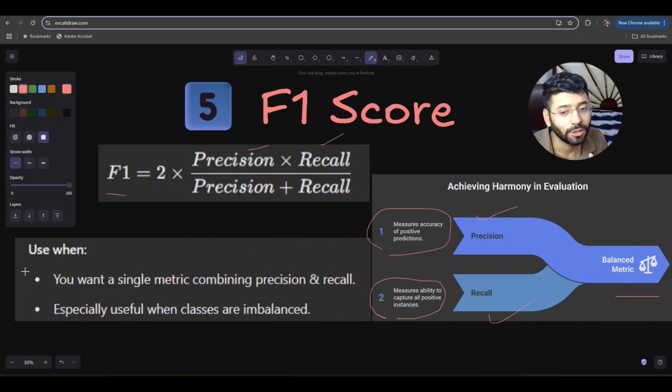When do we use it? We use it when we want a single metric combining precision and recall. You have two metrics, and if you want a single metric which combines both of these, then F1 score is a good metric, and it is very much useful when the data is imbalanced.